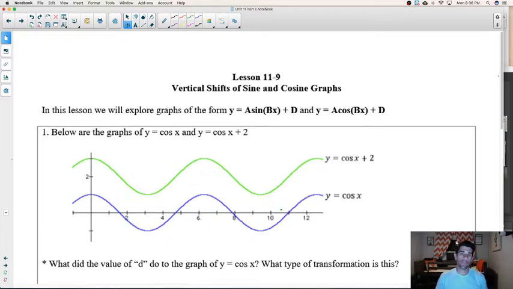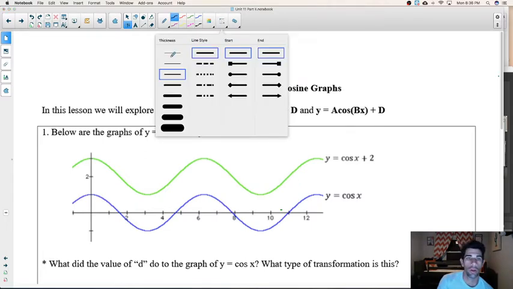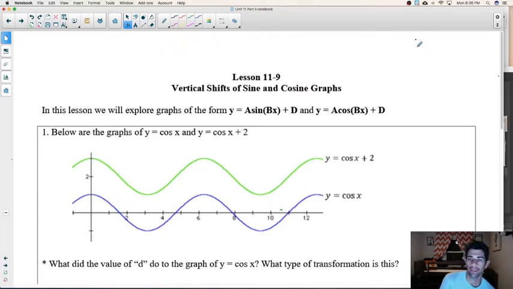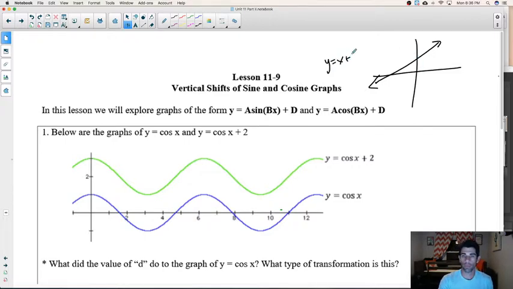Let's go over some vertical shifts of sine and cosine graphs. Let's take this super basic so that none of us get too lost and you kind of have an idea of what's going on. Say I was going to graph a linear function, right? And let's call this one y equals x plus 2.